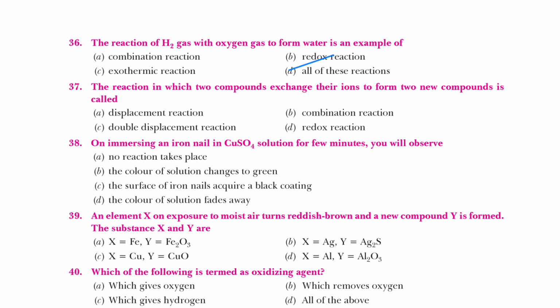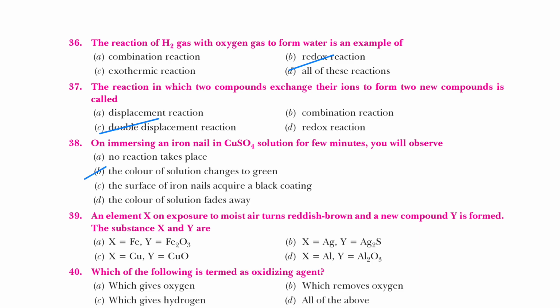The reaction in which two compounds exchange their ions to form two new compounds is called, question number 37. Option C1 is correct. Double displacement reaction, because two ions are exchanged. On immersing an iron nail in copper sulfate, a displacement reaction occurs. Copper sulfate is blue color. It changes the color into green color. So option B1 is correct.